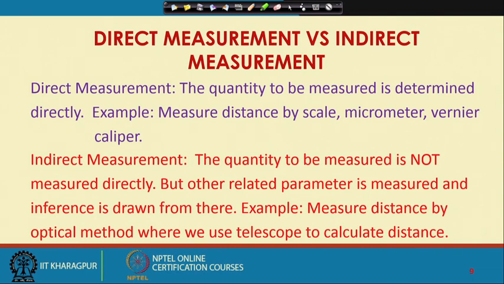It is like you can use a telescope to measure, say, the height of a very high mountain. You do not have to take a tape and measure the height of a tall mountain. But what you can do is, you can use telescopic observations and make use of simple geometric principles to infer the value of the height of the mountain. So, this is an example of indirect measurement.